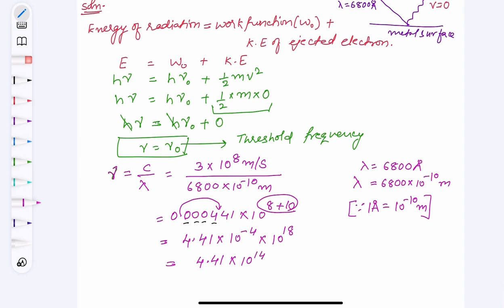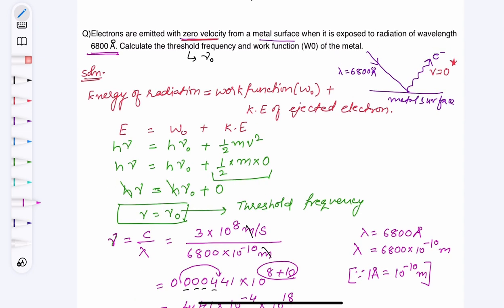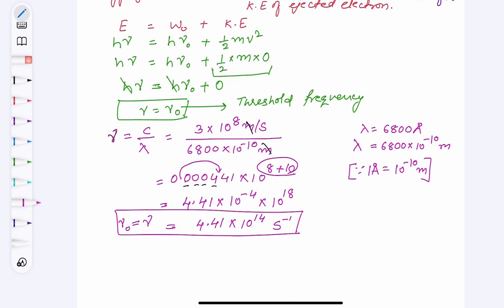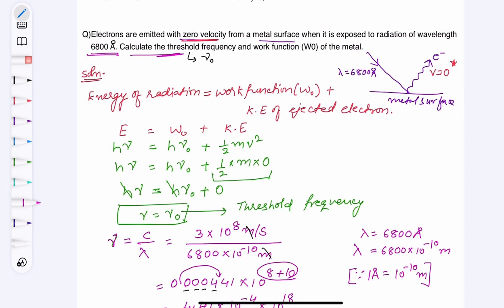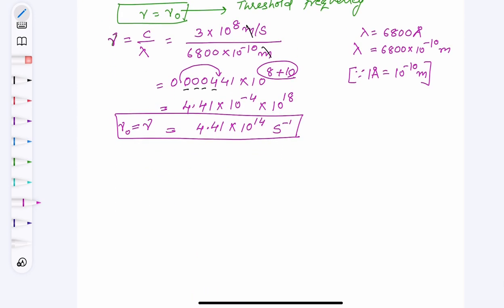And now what is the unit? You can see that meter will be cancelled, so you are left with per second as the unit for your frequency or threshold frequency, which was the first requirement of the question. They were asking you to calculate the threshold frequency, which we have calculated. Now next they are asking you to find out the work function, which is W naught. So now let us try to solve for work function.